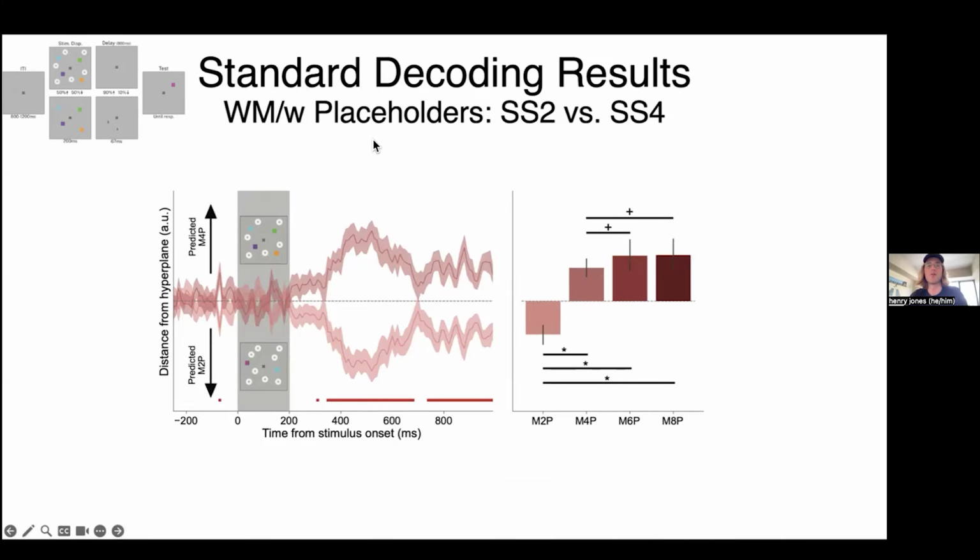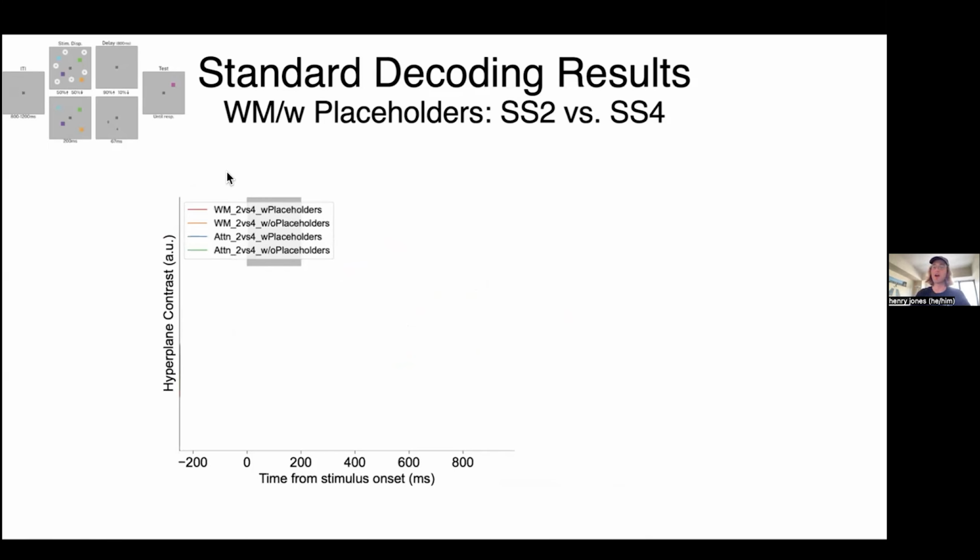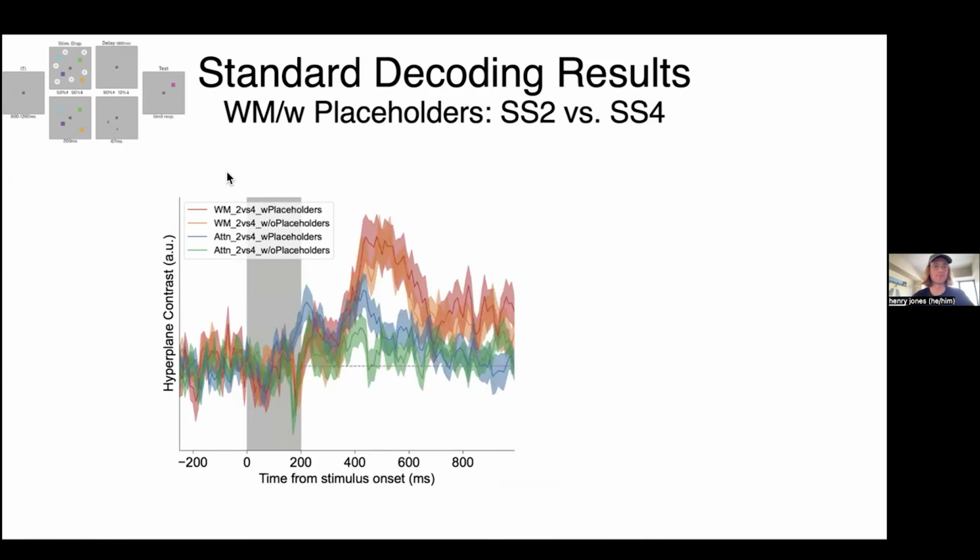So the next thing that we can do is take the difference or the contrast between our set size 4 and set size 2 predictions as our measure of decodability. This is actually what we've used in most of the work that I presented so far, and I can talk about why that's a nice measure in the questions. But we can use that as a measure of decodability, and then we can compute that measure for all of our different combinations of the working memory task with and without placeholders and the spatial attention task with and without placeholders. And so here I'm going to plot those decodability results.